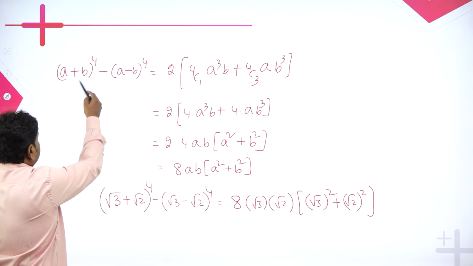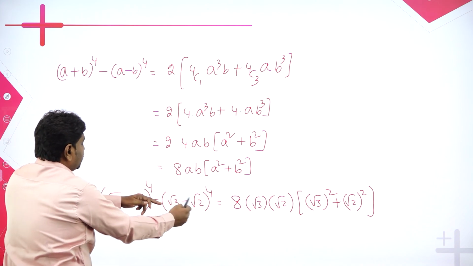These two resemble: a plus b root 3 plus root 2, a minus b root 3 minus root 2. Power is also same.